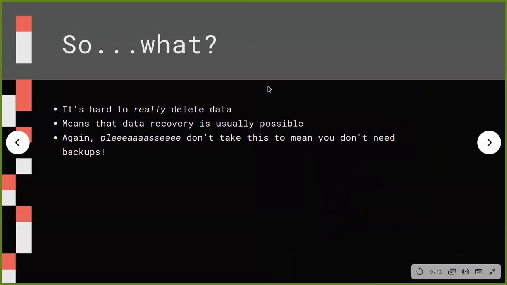So what was the point of me going over like 5 whole slides dedicated to just how we delete stuff? The point that I'm trying to make here is that it's really hard to actually delete data to the point where you cannot recover it. So what that means is it's usually possible to do some level of data recovery. But I'm going to put this in here again, please: this does not mean you can't do backups. The one thing that you should be taking away from this is that you still need to back up your data, because data recovery is not always going to mean full data recovery. Just because I can get back part of it does not mean I'm guaranteed to get back everything.